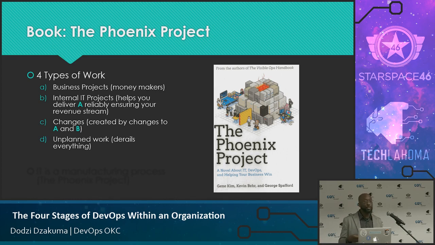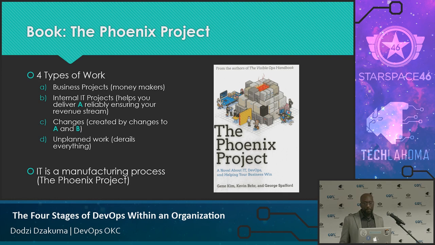Changes, maybe your business project process changes, which happens all the time. Businesses develop, they change. Changes are another type of work, but this is the big one, unplanned work, fighting fires. You have a bug in your system and you need to change it immediately. They talk about the implications of these different types of work and what they mean for your company. But overall, it's that IT is a manufacturing process. And I'll explain that as we go along.